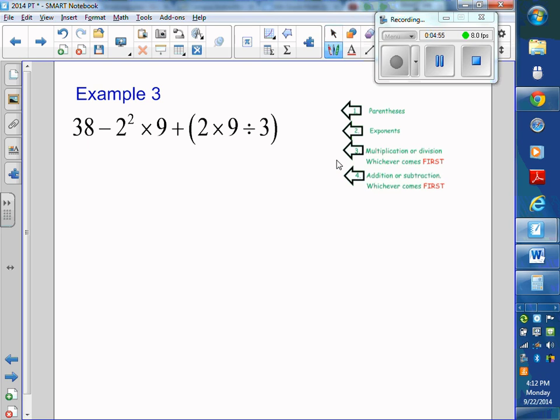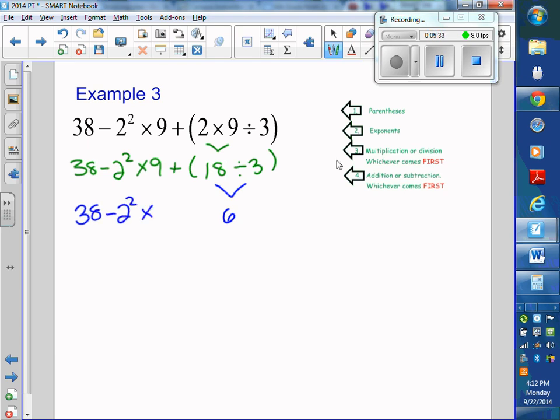First, look for parentheses and treat that like a separate problem. So copy the problem down. Well, when you get to what's in the parentheses, you have to do the multiply before the divide, because that's what comes first. So I'm going to have 18, because that's what 2 times 9 is, divided by 3. Go back to the beginning of the problem. Still have parentheses. So we continue to work in the parentheses. That's 6. So copy the rest of the problem down. 38 minus 2 squared times 9 plus the 6.